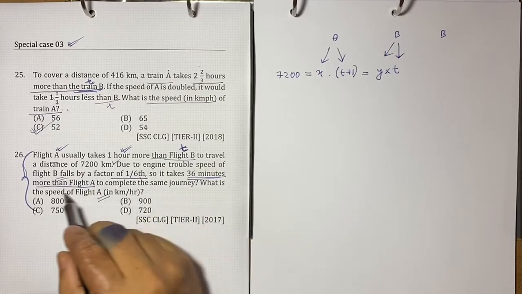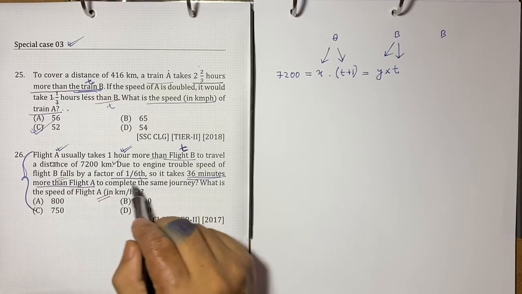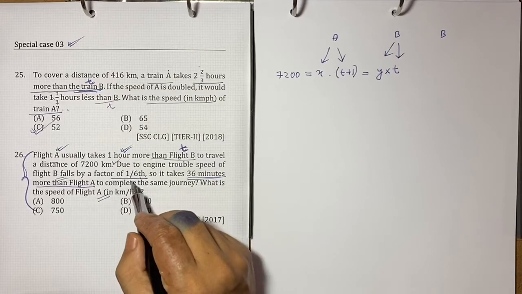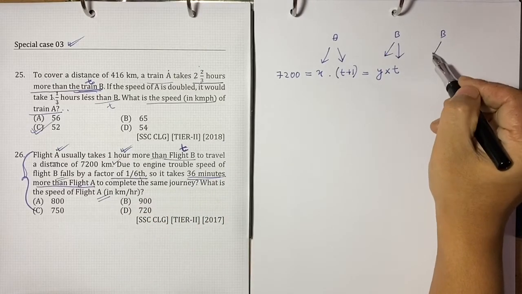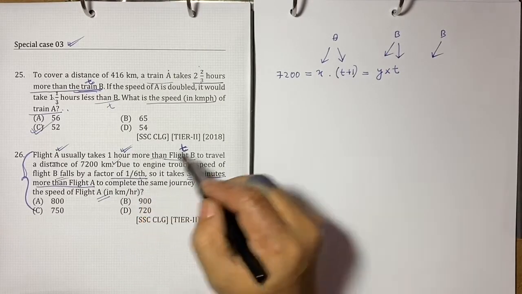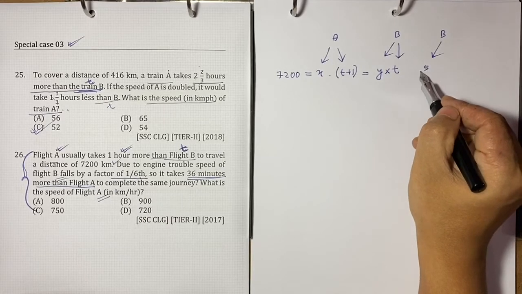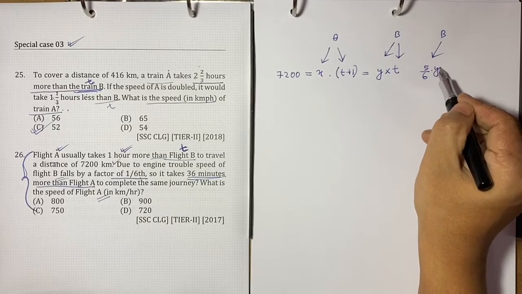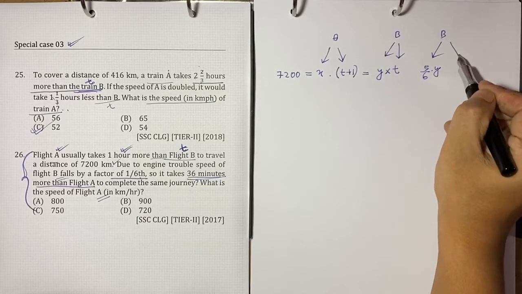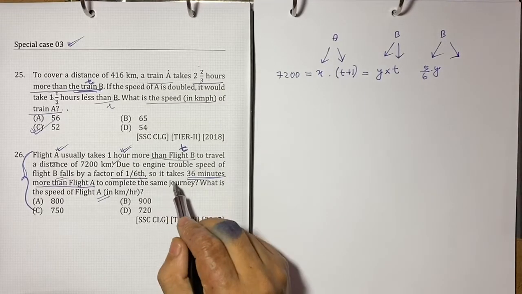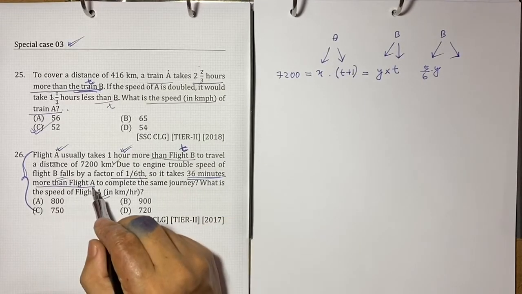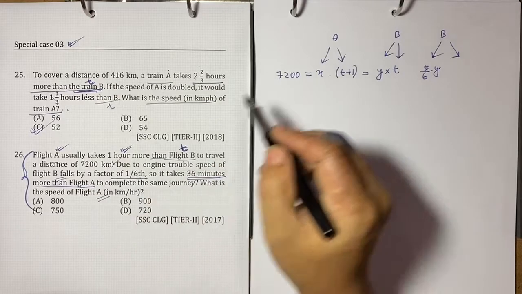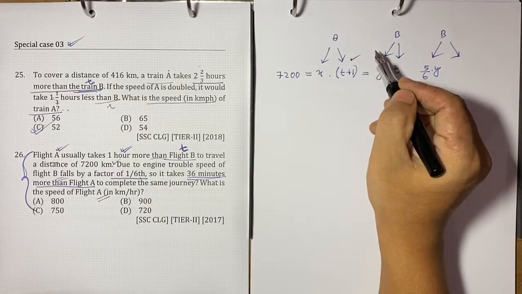Due to engine trouble, the speed of Flight B falls by a factor of 1 by 6. So the new speed will be 5 by 6 into y. This is the speed. Now the time: it takes 36 minutes more than Flight A, meaning the time taken by Flight A plus 36 minutes.